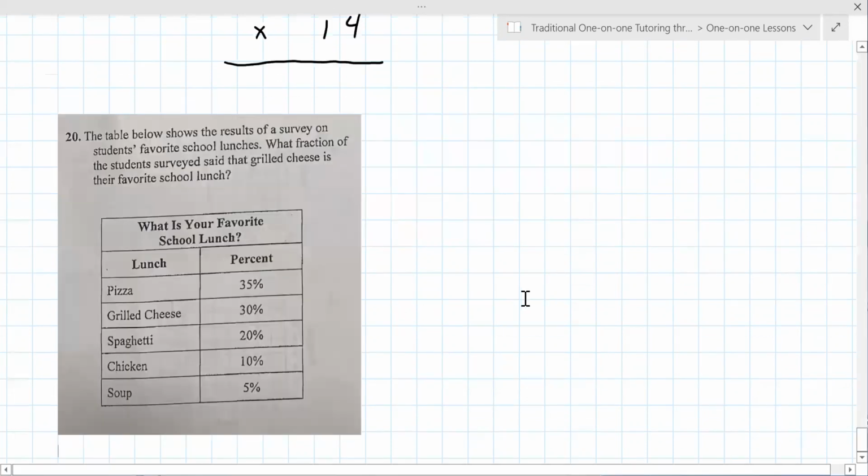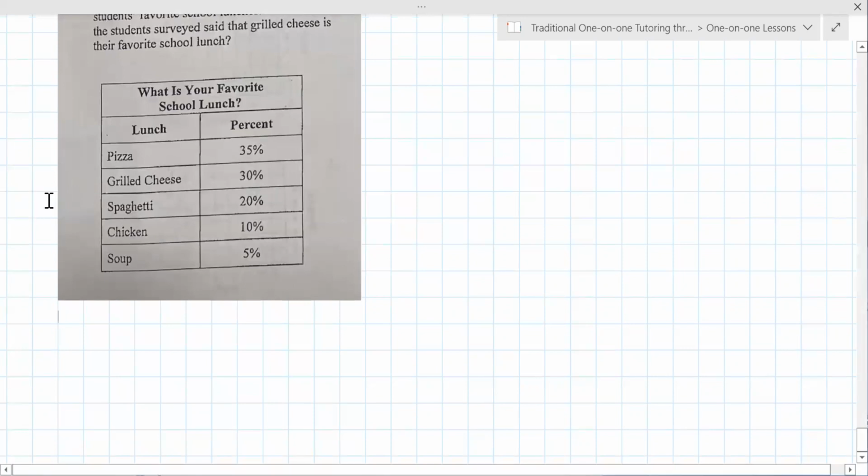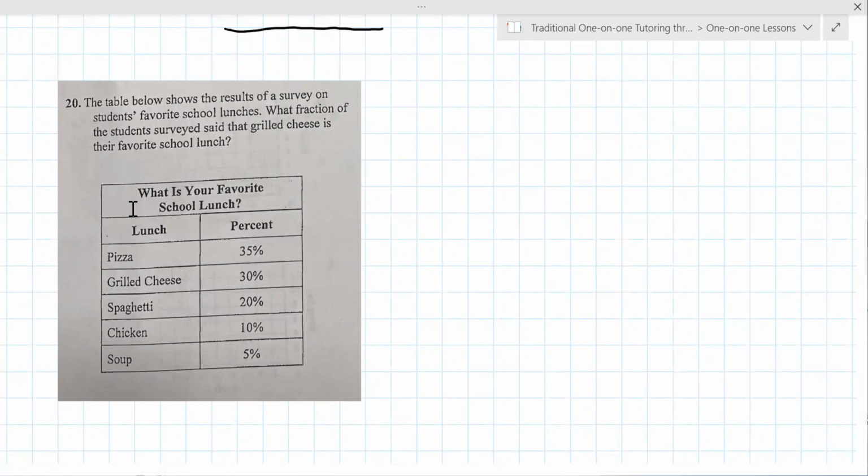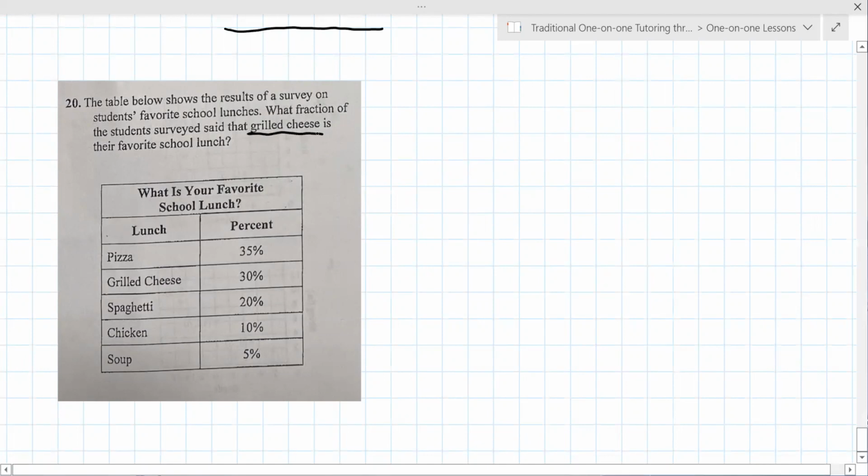All right, here we go. It says, let me grab this quick. The table below shows the results of a survey on students' favorite school lunches. What fraction of the students surveyed said that grilled cheese is their favorite school lunch? So there's the percent, right?